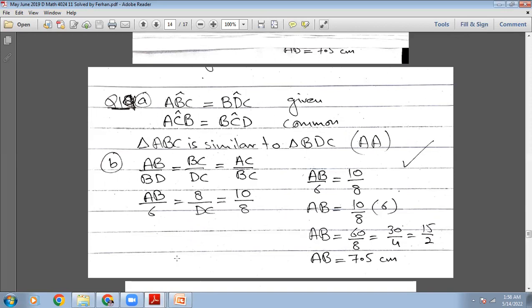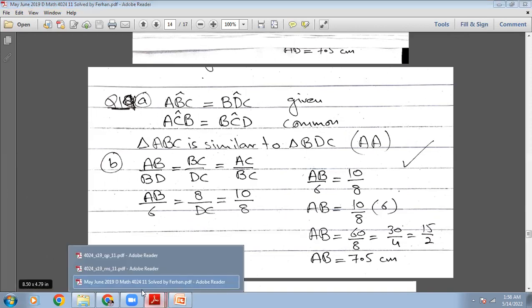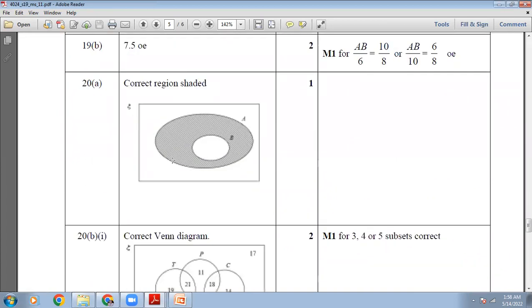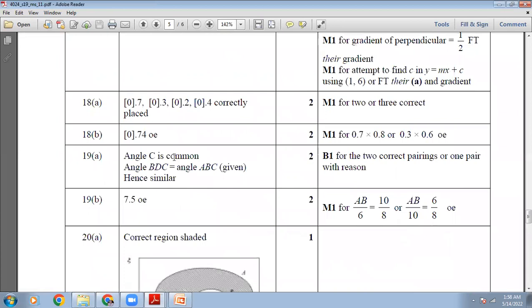So it will be 60 by 8. Cancel with the 2, 30 by 4, cancel with 2 again, you will have 15 by 2. And 15 divided by 2 is 7.5. So AB will be 7.5. So let's check. AB is 7.5. Our answer is right. Okay, so we are going to the next question.